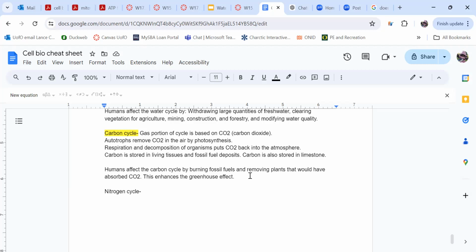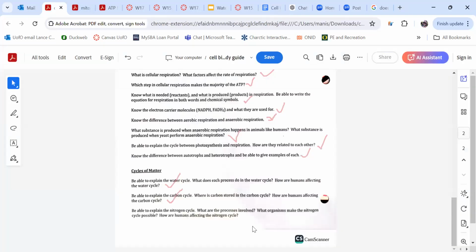There are a couple important things that Rondo wanted y'all to know about the nitrogen cycle, and it's a very quick intro about the nitrogen cycle. So I'm hoping there's not too many questions about it. But there still could be since it's on here. What other processes are involved? What organisms make the nitrogen cycle possible? Okay, so we should at least get this one.